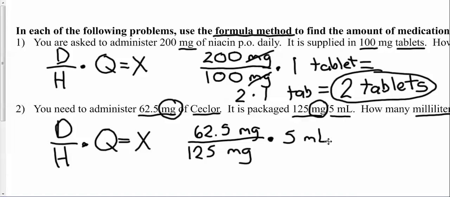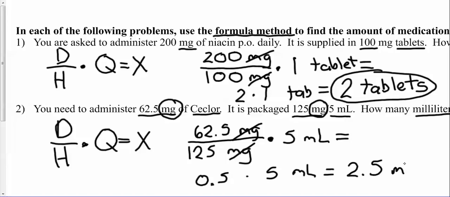And recall, 5 mLs is the same as 1 teaspoon in the household system. That might not be important in this problem, but it might be important in a problem down the road, that 5 milliliters is just 1 teaspoon. Now when we simplify this, as we said, the milligram units divide out, and we get 62.5 divided by 125. If you divide that on your calculator, you get 0.5 or 5/10 or a half. And then we times that by 5 mLs, which is a teaspoon. And if we go 0.5 times 5, we would get 2.5 milliliters, which is half a teaspoon.